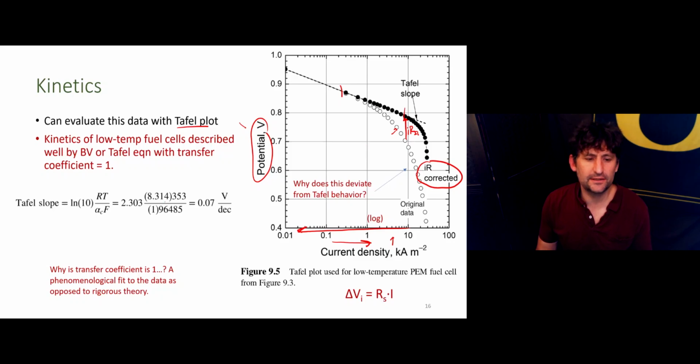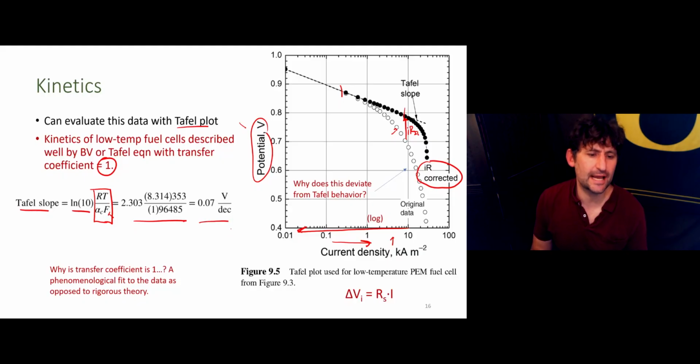We can typically fit this data with a transfer coefficient of 1. You can solve for the Tafel slope from the Tafel expression, and it's equal to the natural log of 10 times RT over the transfer coefficient times Faraday's constant F. Here's the numerical evaluation, and you get about 70 millivolts per decade at this elevated temperature. Remember, it was about 59 millivolts per decade at room temperature.